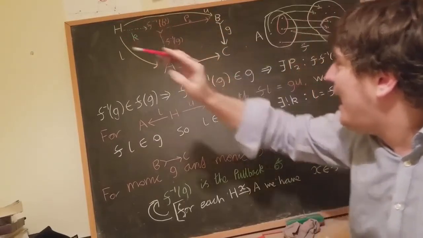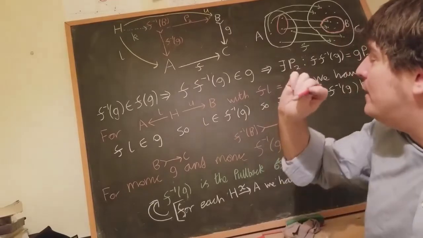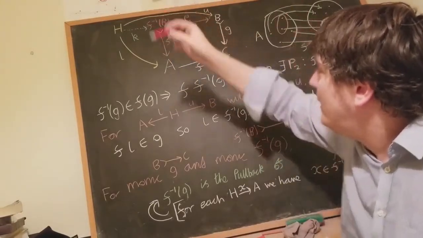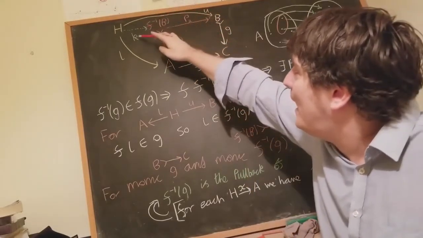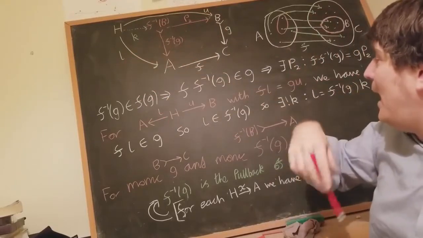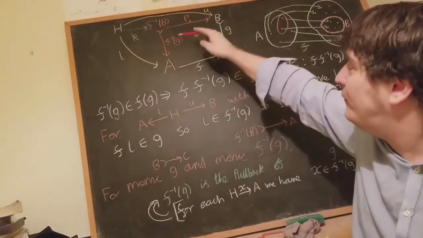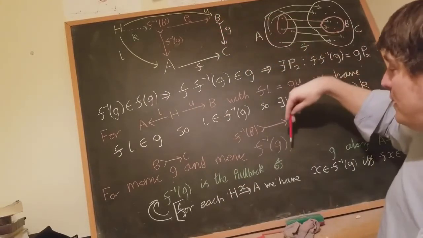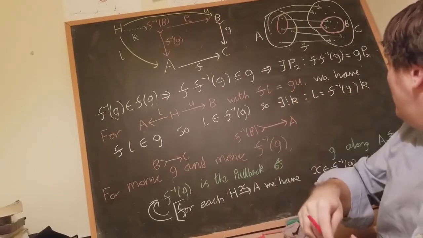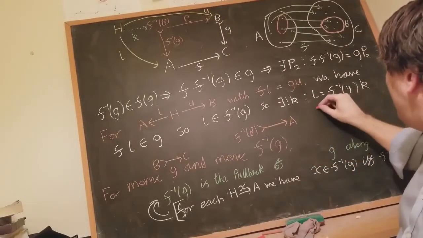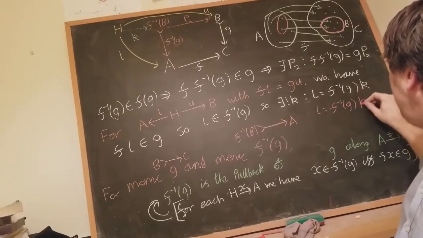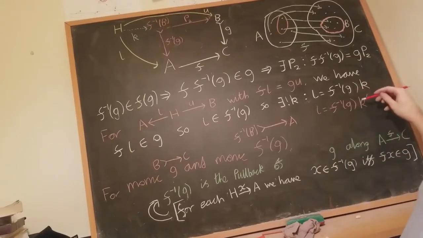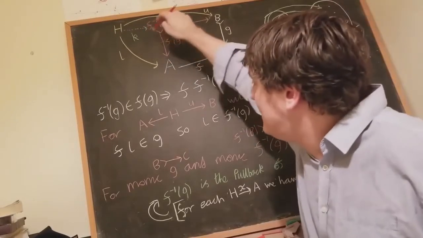So we have that there exists this K such that L is equal to f^{-1}(g) after K. In fact, we can do better. We know that the K that makes this happen is actually unique. There's only one K which is such that f^{-1}(g) after K equals L. How do we know that? Well, we know that because f^{-1}(g) is, by assumption, monic. Okay, so if we had also that L equals f^{-1}(g) after K dash, well, the fact that f^{-1}(g) is monic would mean that K equals K dash. So there's only one K that can make this triangle commute here.